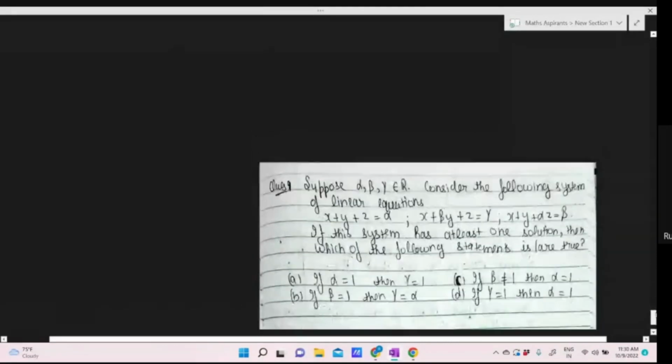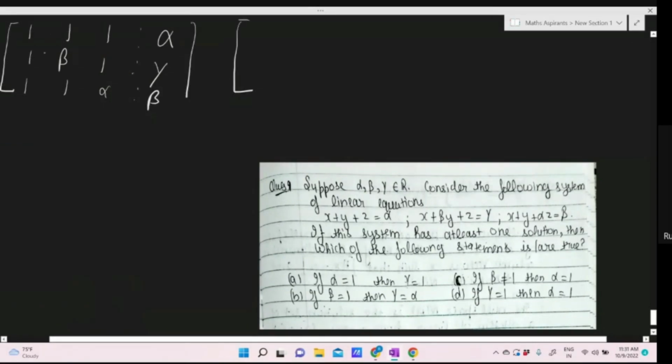Now let us take another question. Let us suppose alpha, beta and gamma belong to R. Now consider the following system. Now the augmented matrix of this system is 1, beta, gamma, 1, 1, alpha, beta.